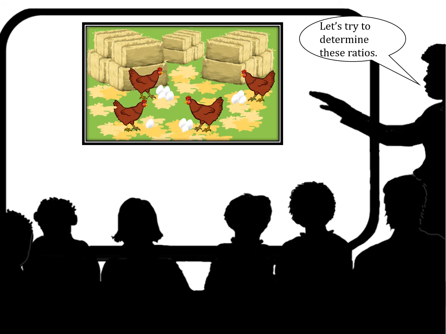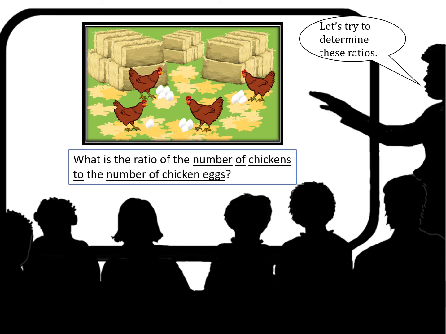Let's try to determine these ratios. The ratio of the number of chickens to the number of chicken eggs. 4 chickens, and there are 11 eggs. What is the ratio of the number of eggs to the number of chickens? Again, there are 11 eggs, and there are 4 chickens. 11 to 4.